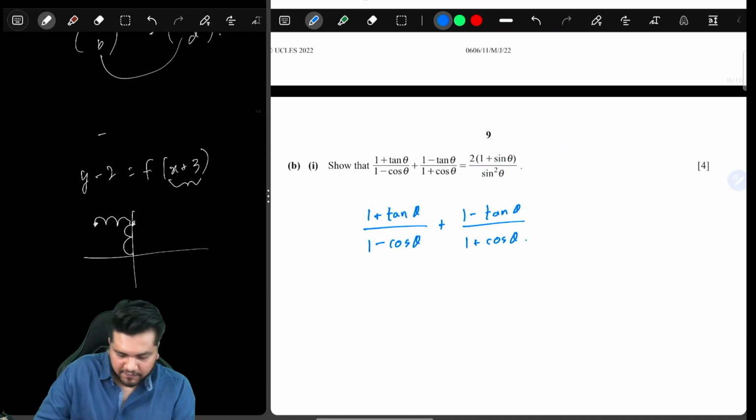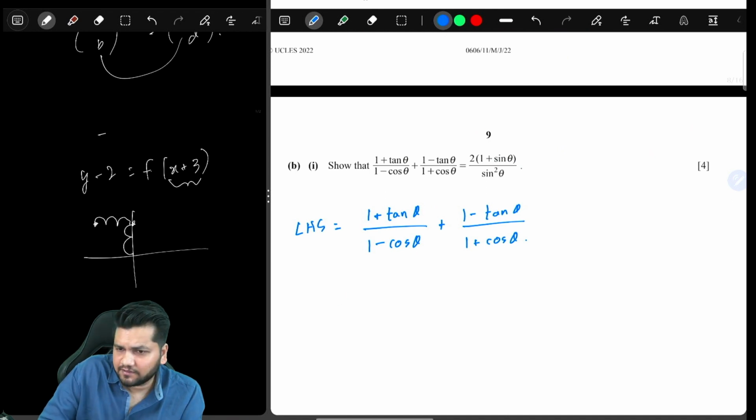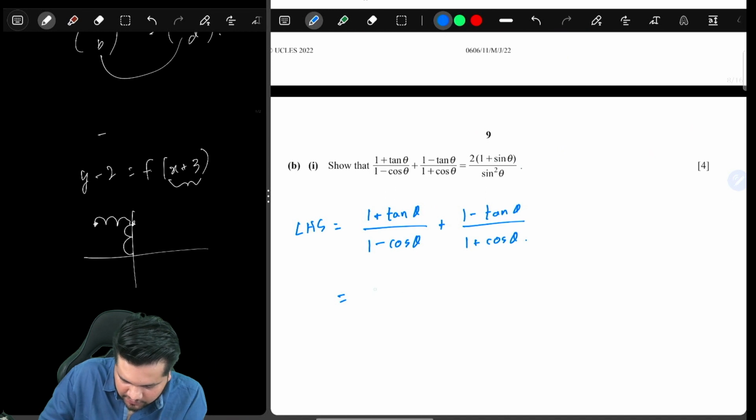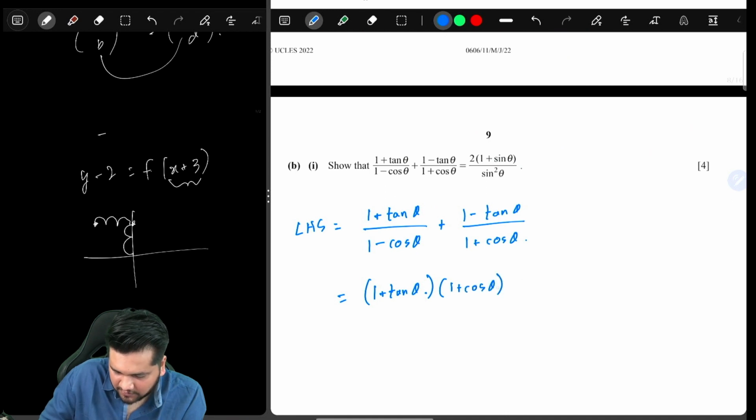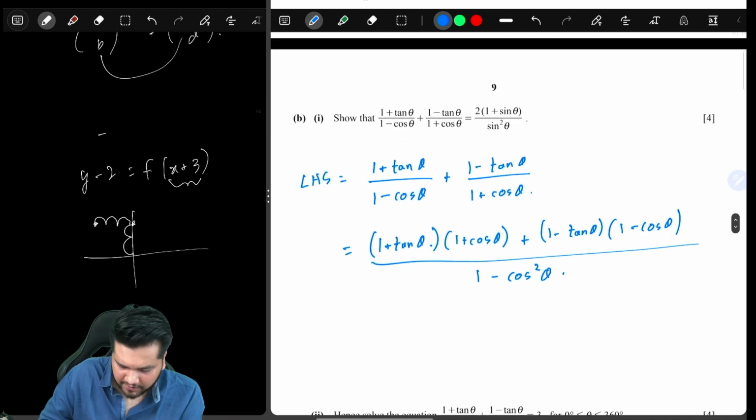So the denominator is sorted. Now all you have to do is this cross multiplication. Then we will see whether we need to convert or not, and obviously we'll have to. So it's going to be 1 plus tan theta into 1 plus cos theta, just too much calculation is involved, plus 1 minus tan theta into 1 minus cos theta, upon 1 minus cos square theta. Now obviously the denominator, we are sure, is going to be sine square theta.